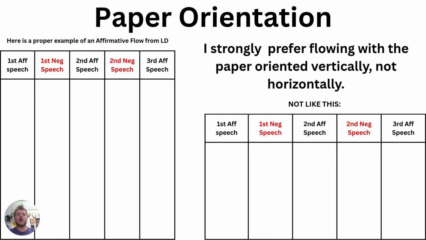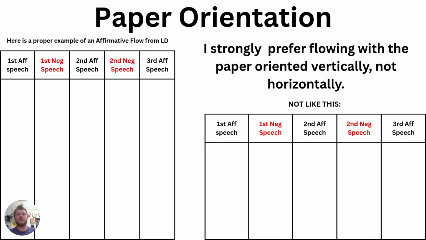This is because whenever you add a new argument to the flow, you are adding the new argument downwards and not sideways. So if you write down somebody's first argument, then you're going to leave about 2 fingers worth of space going down in that column, and then you're going to write down a new argument. Because you flow going downwards in the speech, you don't need more space side to side in each column. You need more space going down in each column.